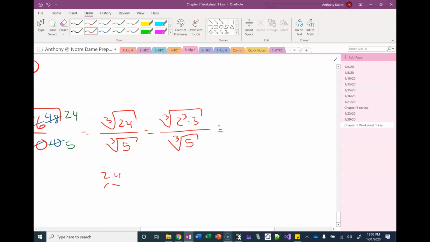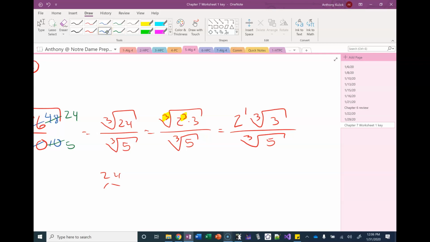So what exchange can we do here? The 2 to the 3rd, right? So 3 divided by 3 is 1 with remainder 0. So I have this. Everybody happy there? But we're not done because we have a radical in the denominator. And we said we didn't want any of those in a final answer.